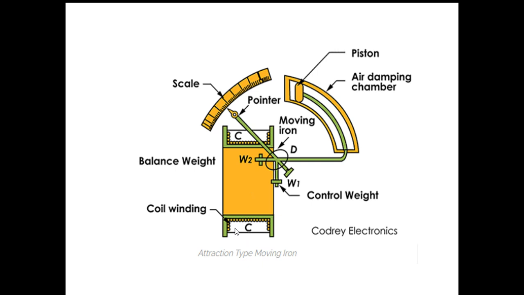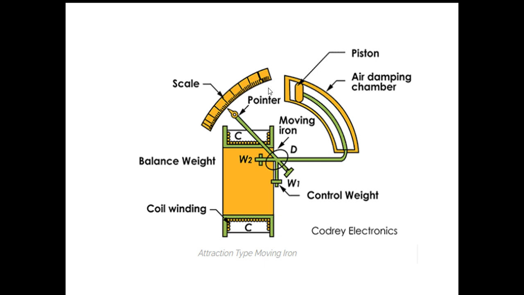Depending on the quantity of current flowing through the coil, it establishes a magnetic field. Depending on the strength of the magnetic field, the iron piece will move towards it. So the angle of movement will be according to the strength of the magnetic field established, and accordingly the pointer will move on the scale.